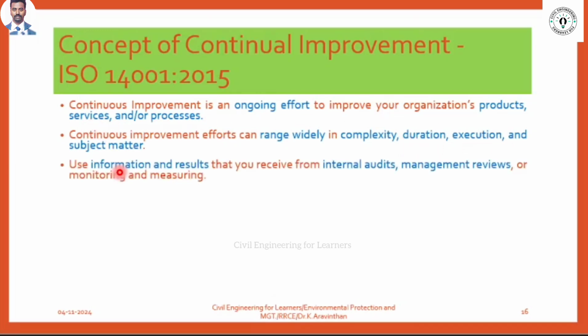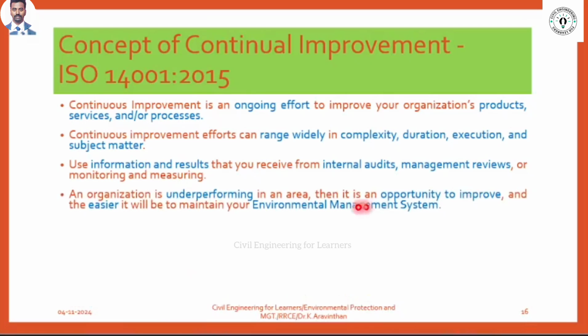Execution, subject matter. During an internal audit and management review, these are the two places. After monitoring the process, plan, do, check and act. This fourth parameter comes under act. What are the processes that come under act? Management review and the internal audits. So under these two parameters, you can get the inputs for continual improvement. For making some improvement, you need inputs. Where do you get inputs? Inputs from these two.